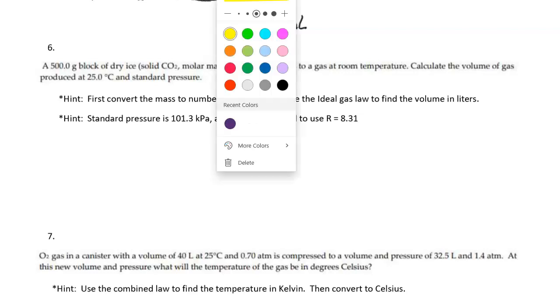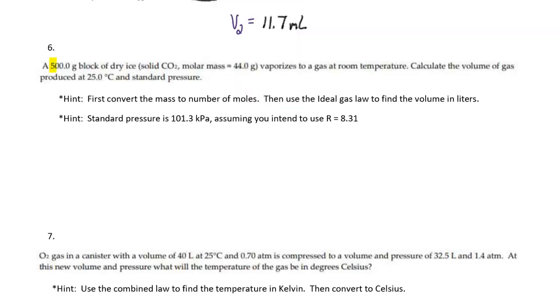I'm going to go through another time and find all the things that I think are important. I bet we've got to use the 500 grams in some way. We probably are going to need to know that the molar mass of carbon dioxide is this number here. We're asked to find the volume. We're going to have to find the V. Here's a temperature, and then we're told standard pressure.